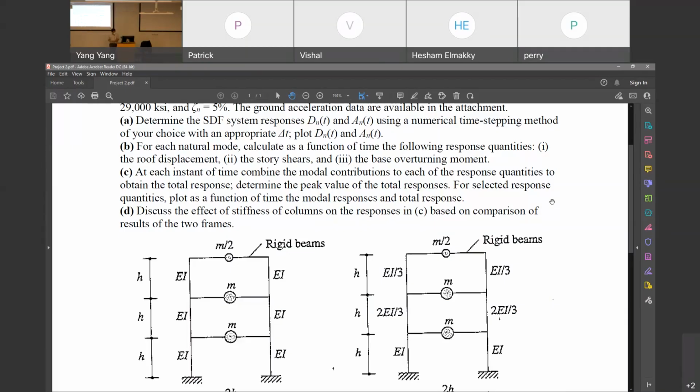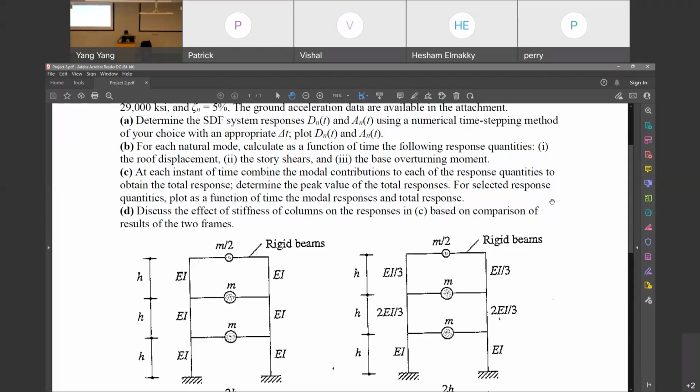So that's the first one. Second one, for each natural mode calculate the following response quantities: the roof displacement, story shears, and the base overturning moment. So for example, the roof displacement should be directly based on your numerical model.